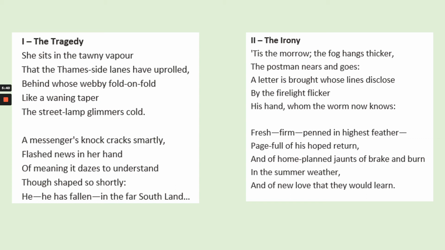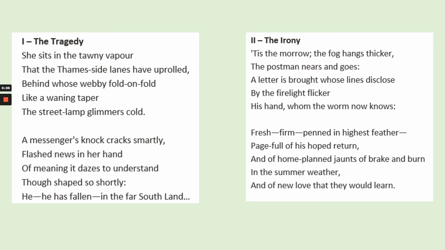We then move on to the irony, so the second part of the poem, which is sort of the heartbreaking moment. The next day, so 'tis the morrow, the fog hangs thicker. So this representation, or this pathetic fallacy of, in the first half of the poem, it's cold outside, but there's sort of this glimmer. The next day, the fog is thicker, her mood has worsened, she has just received the worst news she possibly could.